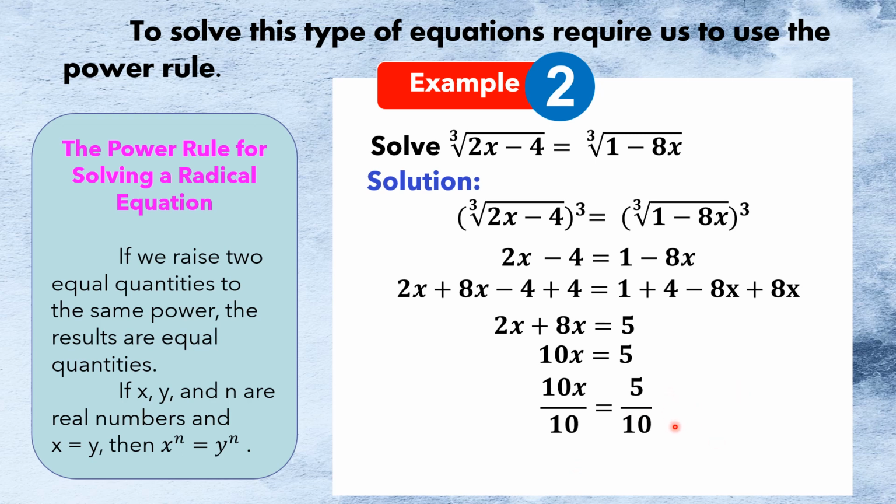While 5 over 10, since pwede pa nating i-reduce sa lowest term si 5 over 10, ang greatest common factor nila ay 5. So, 5 divided by 5 is 1. 10 divided by 5 is 2. So, ang final answer natin, x is equal to 1/2.